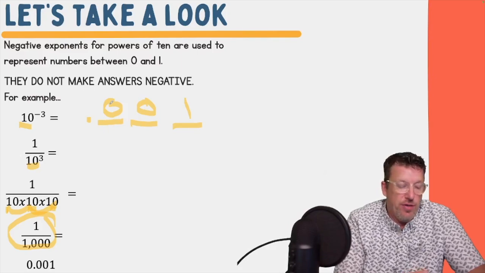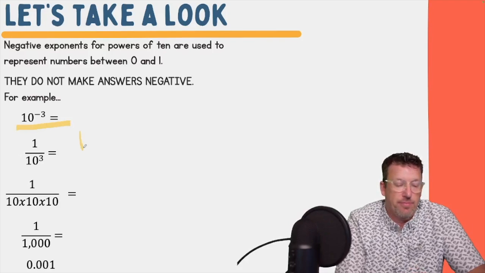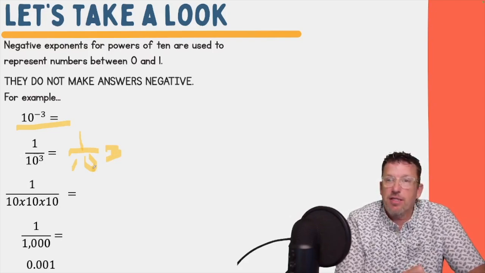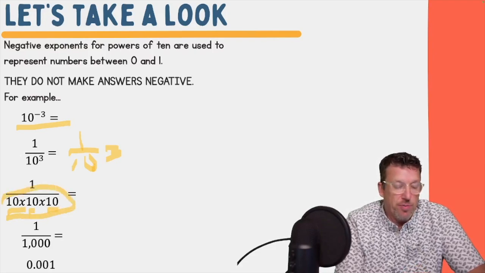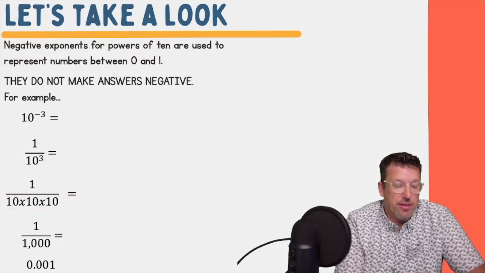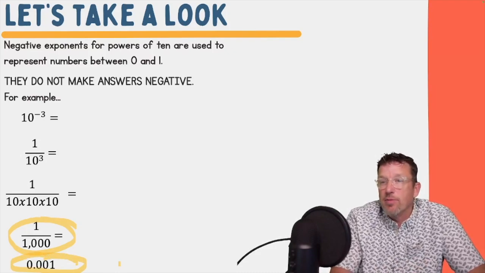First thing we do is take the reciprocal, 1/10, and we put it to the third because it was already to the negative third. Then we take that 10 and multiply it by itself 3 times. 10 times 10 times 10 equals 1,000. We keep the 1, and that's our fraction representation, 1/1000th. And then 0.001, or 1/1000th if we speak in decimal terms, is our decimal representation.